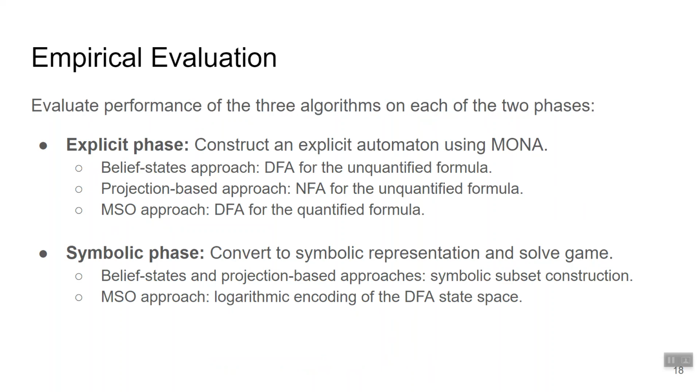We evaluated the performance of the three algorithms on each of the two phases. As a reminder, the explicit phase constructs an explicit automaton using Mona, either a DFA or NFA for the unquantified formula in the first two algorithms, or a DFA for the quantified formula in the MSO approach. In the symbolic phase, we convert this automaton into a symbolic representation and solve the game. For the first two algorithms, we use a symbolic subset construction, while in the MSO approach, since the unobservable variables are already quantified, we can use an encoding of the state space in a logarithmic number of state variables.